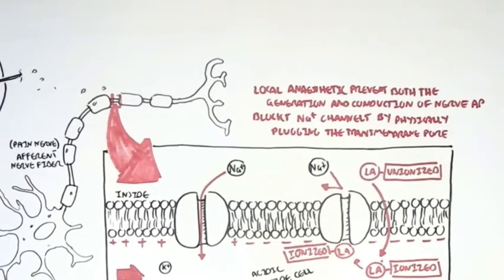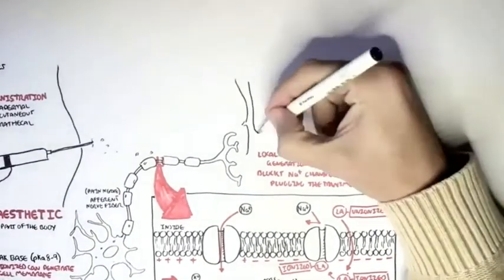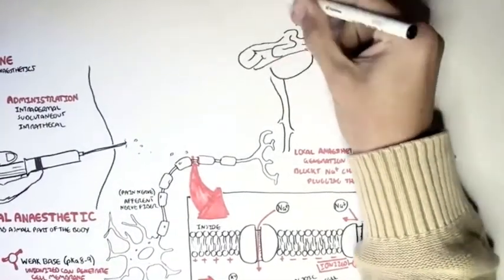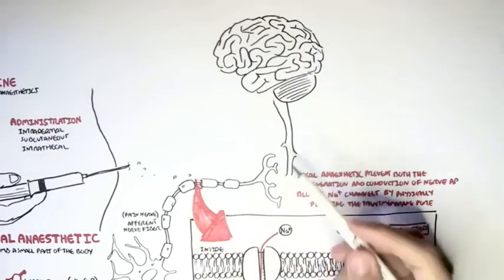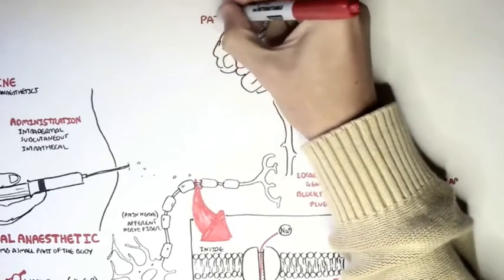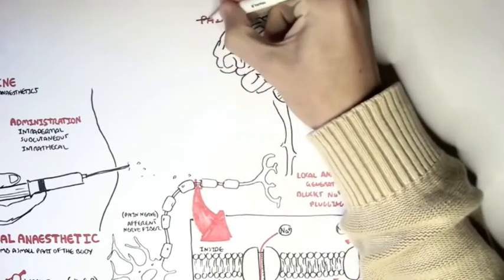And so when we prevent the conduction of this action potential from this pain fiber, that means that the brain will not receive this pain signal, and so we would feel no pain when we use local anesthetics.